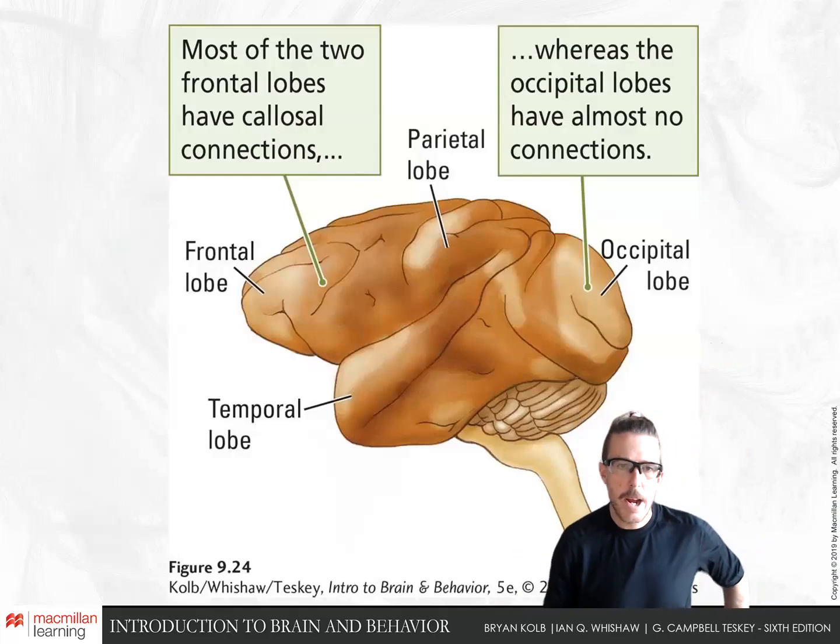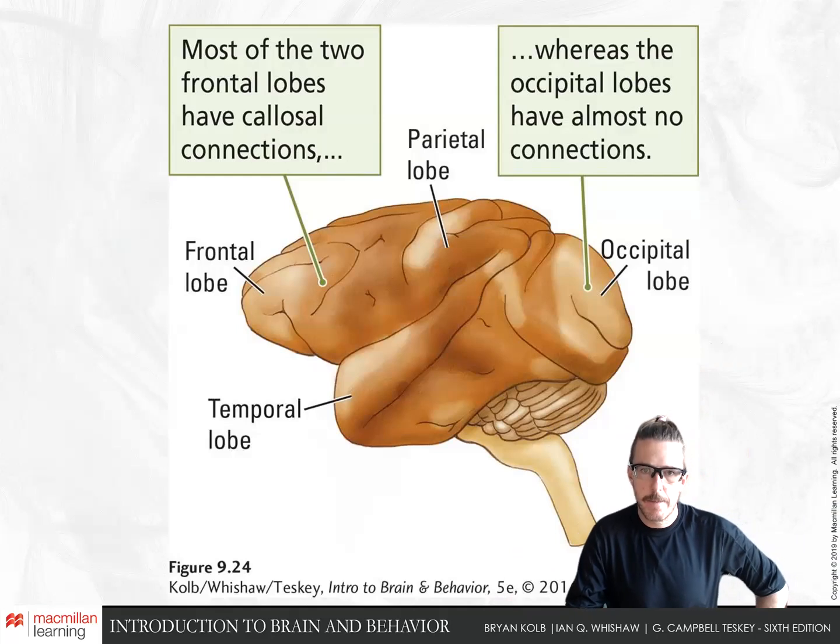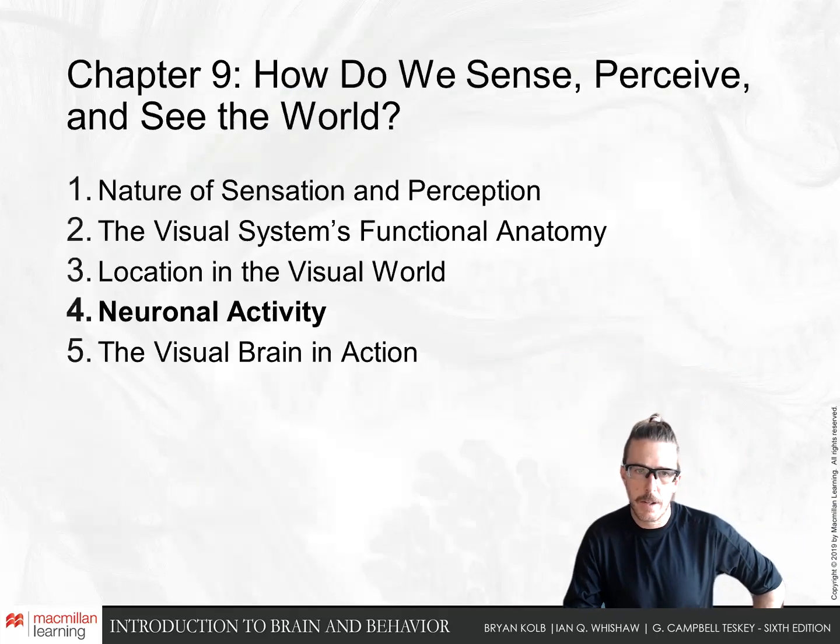And so you can represent things across your visual field, left and right side of your visual field. Here's a monkey's brain showing a little bit different anatomy, but you can see they're showing the occipital lobe having no connections.